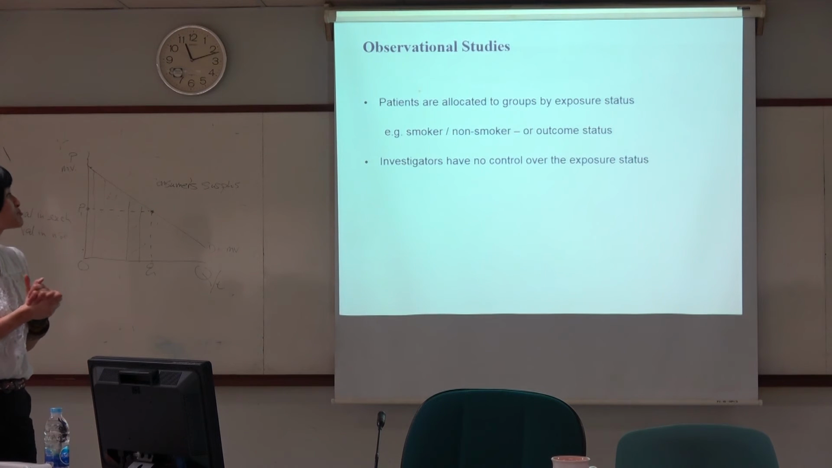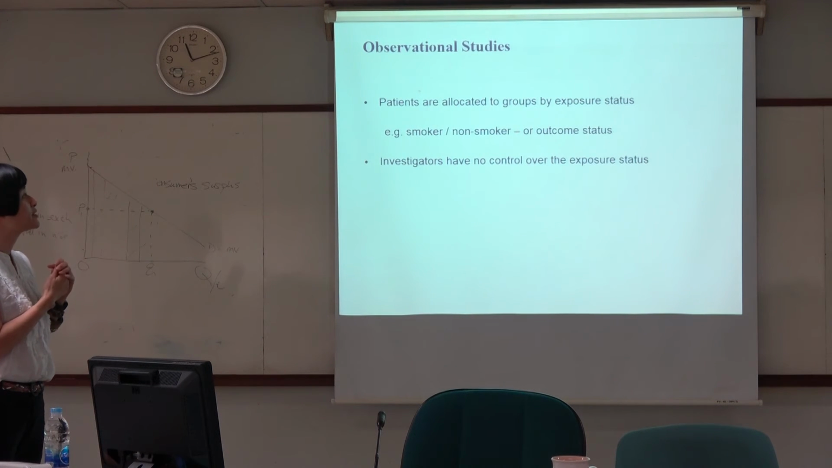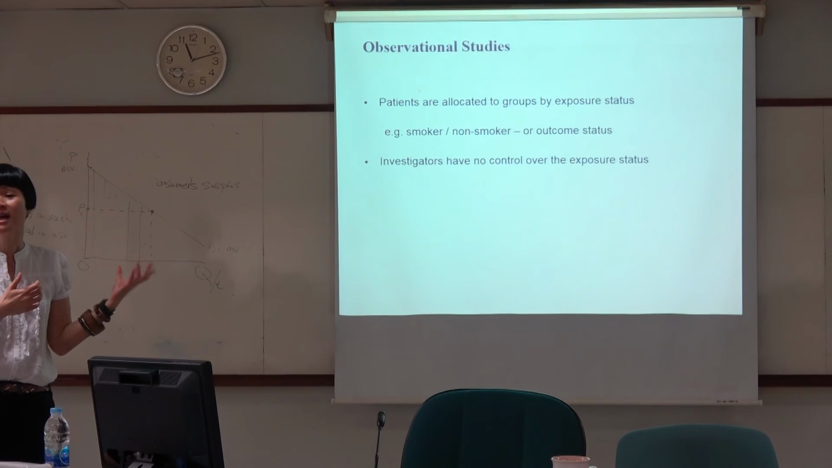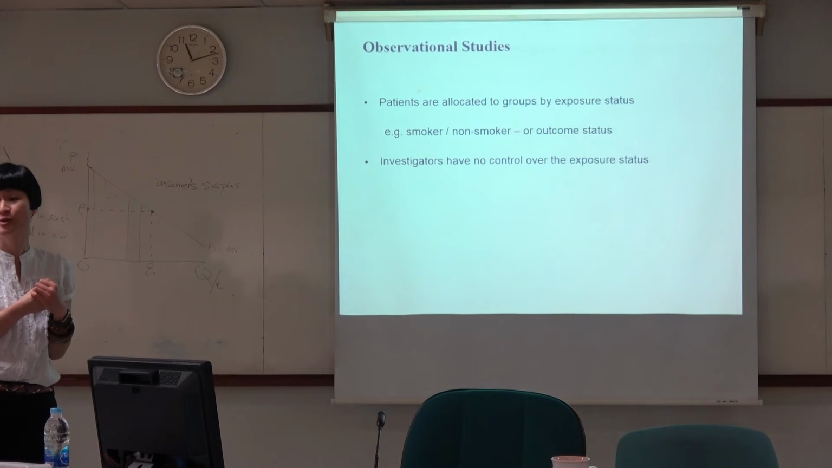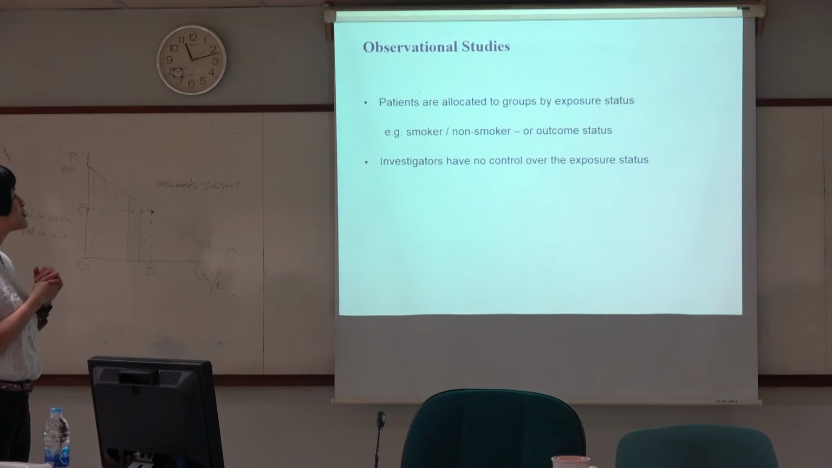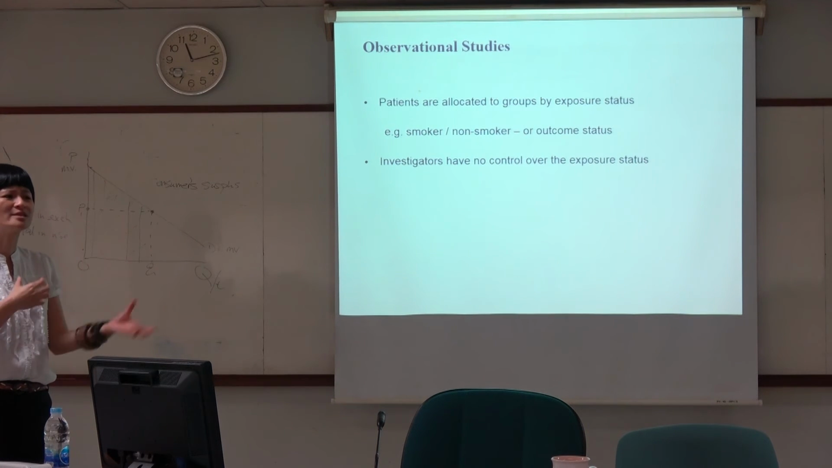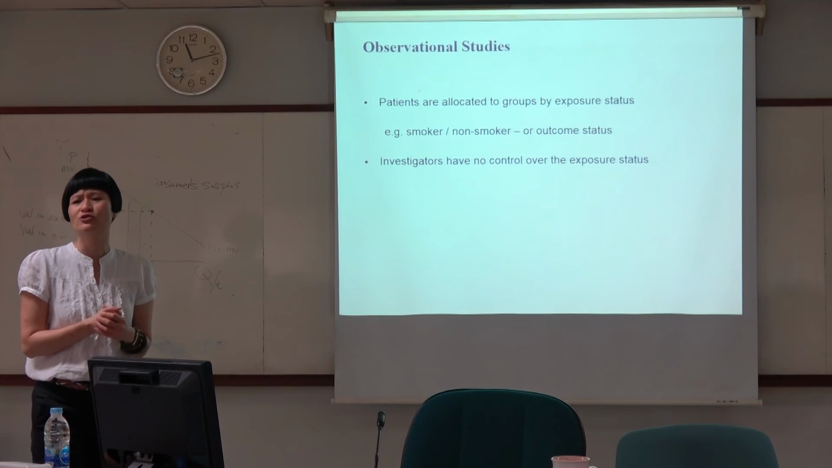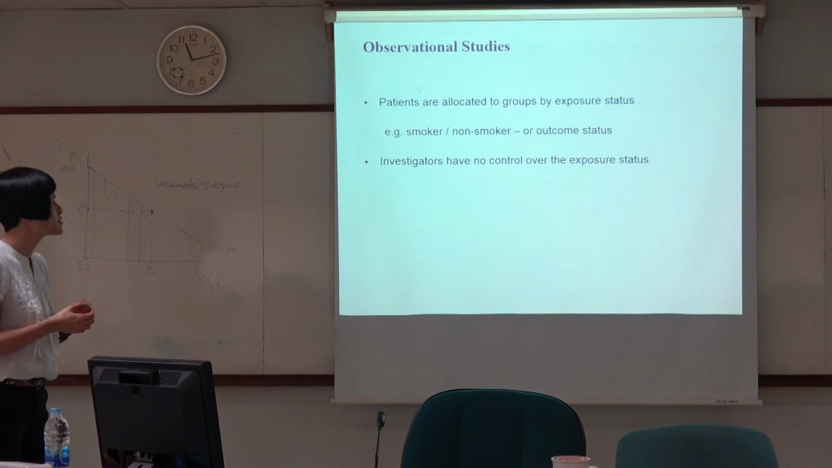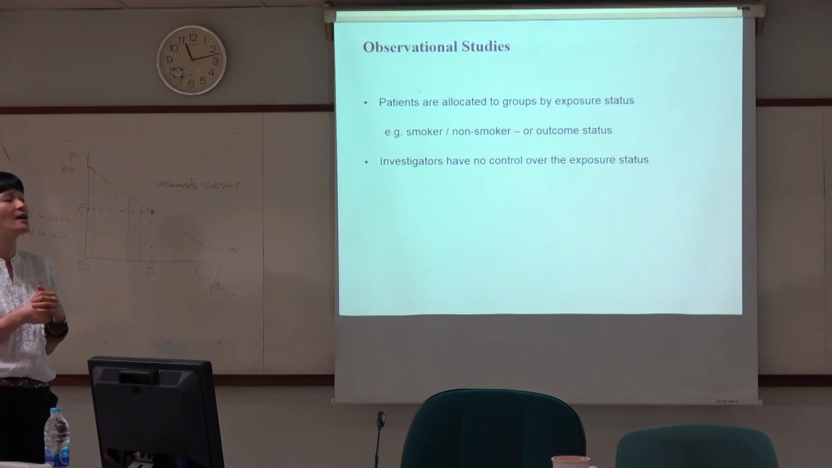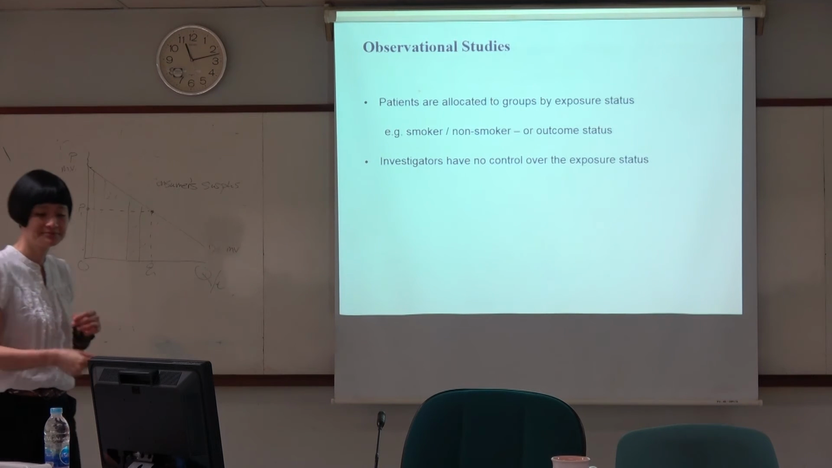So, for instance, in an observational study, patients are allocated to groups by exposure status. An example is smoker or non-smoker, and then you want to assess the outcomes. And you cannot really ethically randomize people into smoking or not smoking. So that's why there is a role for observational study. And you can't really randomize people according to risk or according to a genetic disposition. So observational study has a very important role. But in observational study, investigators have no control over the exposure status.